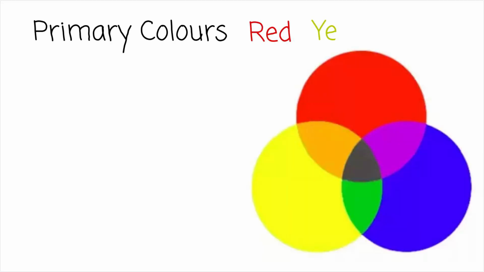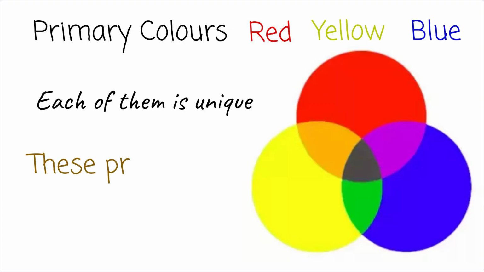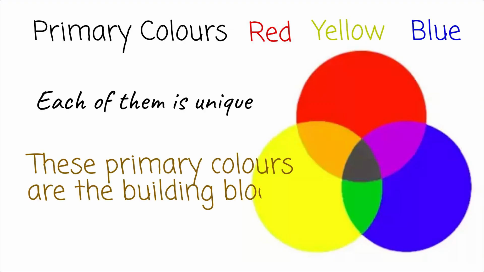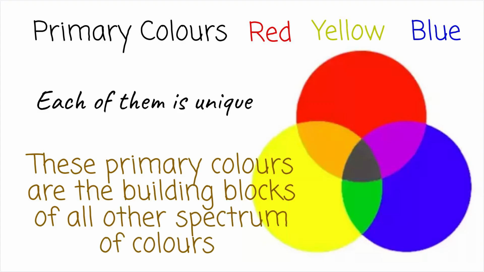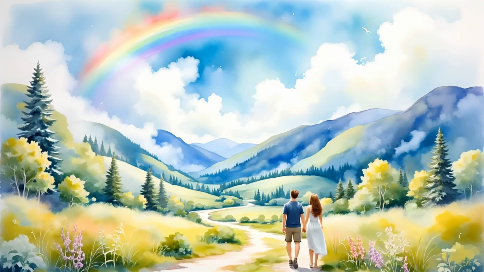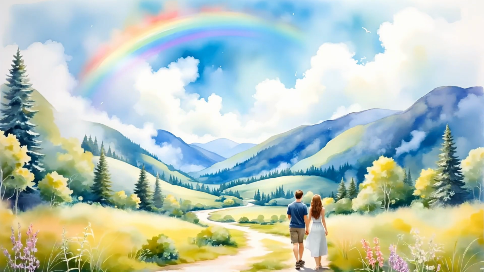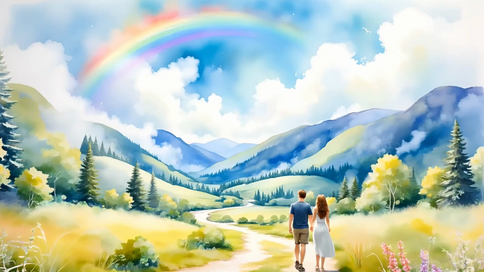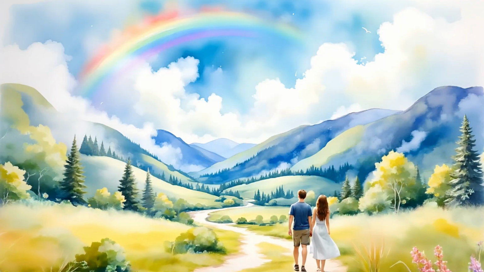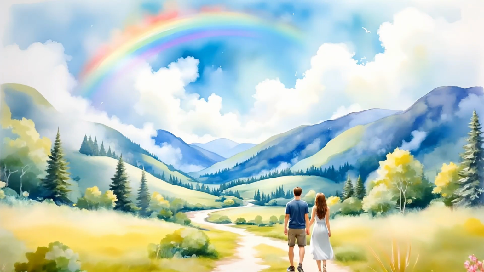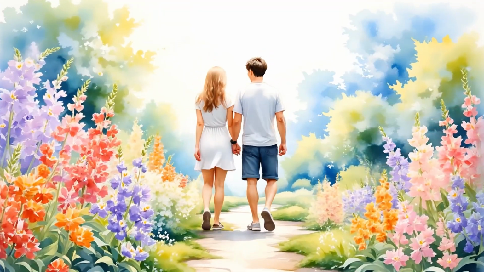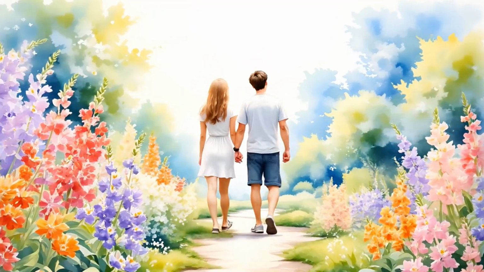Even in something as simple as colors, we see the Trinitarian pattern. The primary colors, red, blue, and yellow, are each unique, but they are the building blocks of all other colors. Together, they form the full spectrum of color. One color alone can't create all the others, but when they come together, they create something beautiful and complete. This mirrors the Trinity: three persons, distinct, yet together they reveal the full spectrum of God's love, power, and glory.